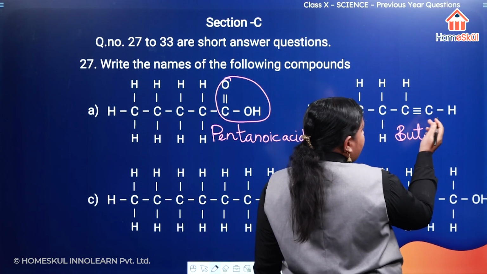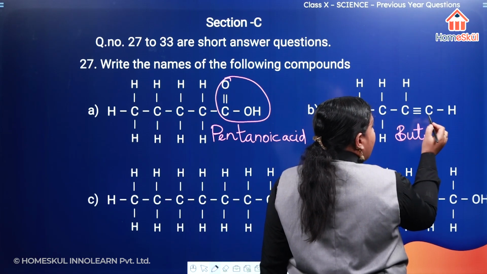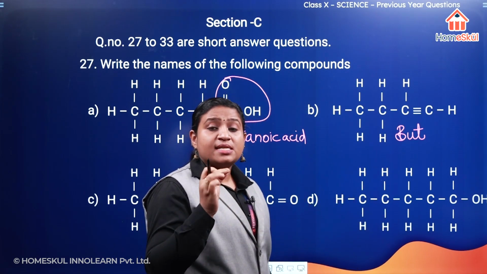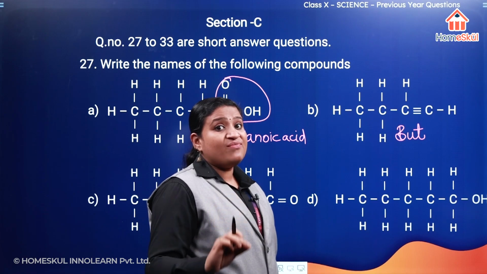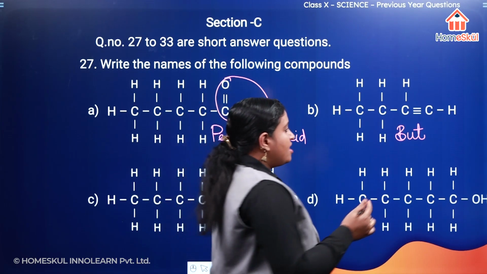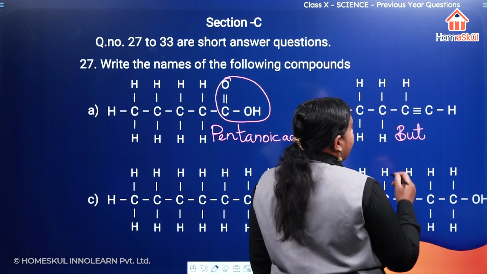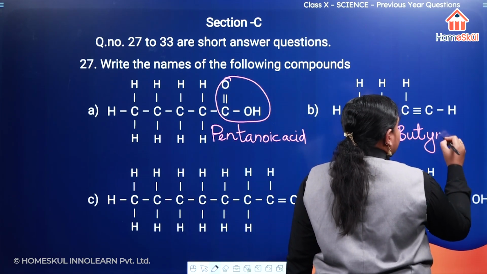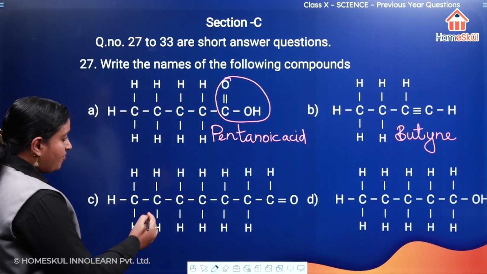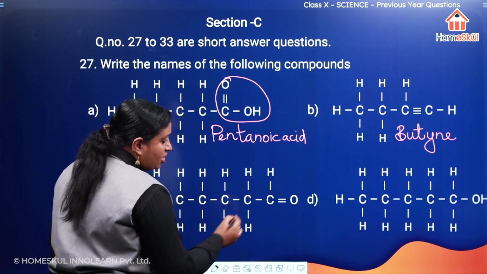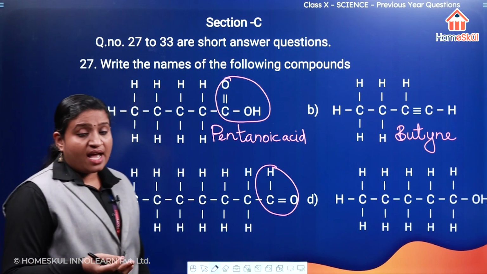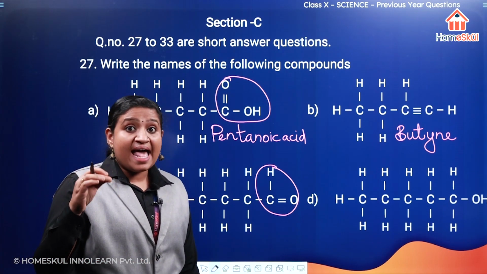Here you can see at the right end, the carbon atoms are bonded with a triple bond, isn't it? Since a triple bond is involved, the name will end with YNE. It is an alkyne, isn't it? So what is the name? Name of the organic compound is butyne. Okay. Coming to the third one. First, here you can see a functional group CHO. That means it is an aldehyde, isn't it? Aldehyde. So the name will end with al.